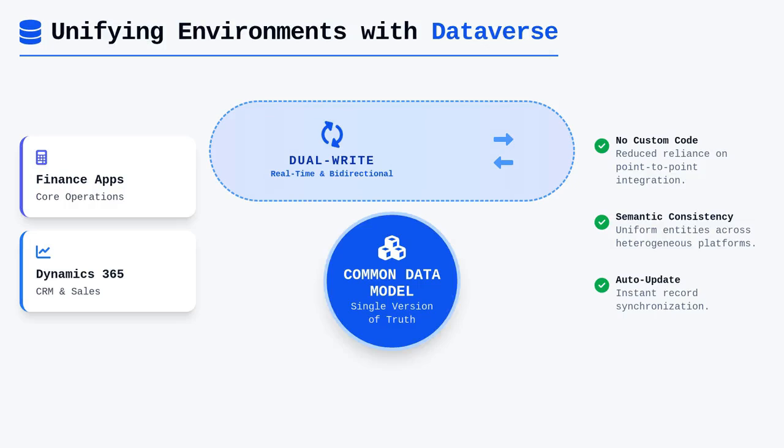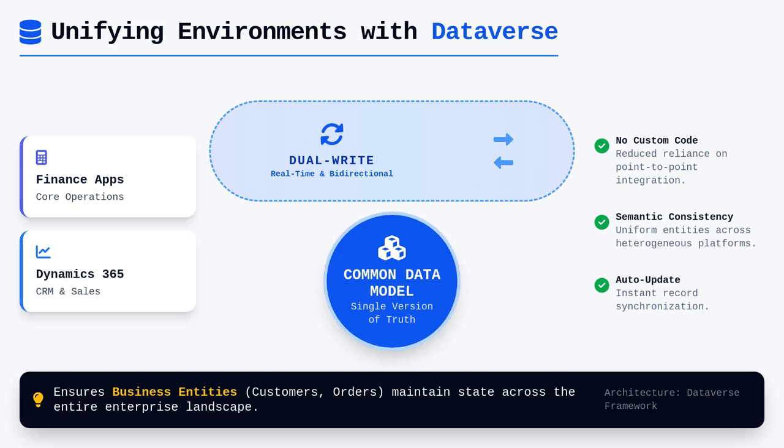This is not merely about moving data, but about ensuring semantic consistency, where the same business entity, such as a customer or an order, maintains its state across multiple heterogeneous platforms within your enterprise landscape.